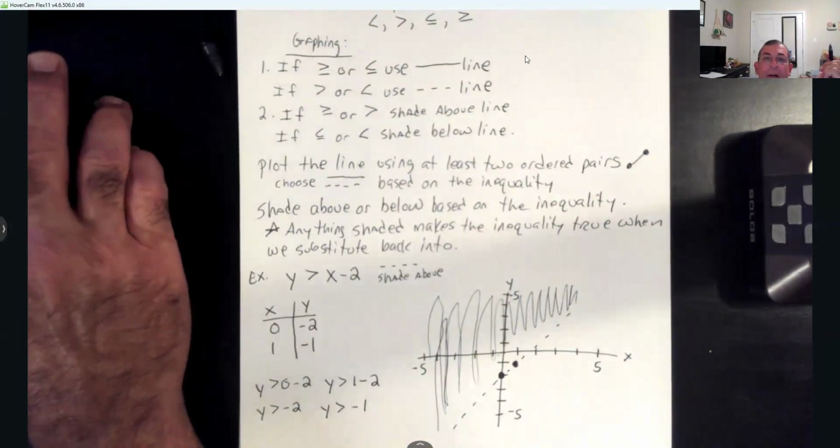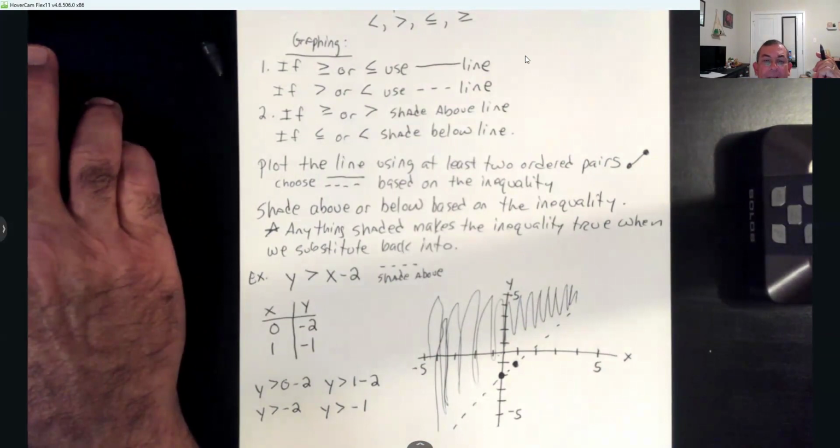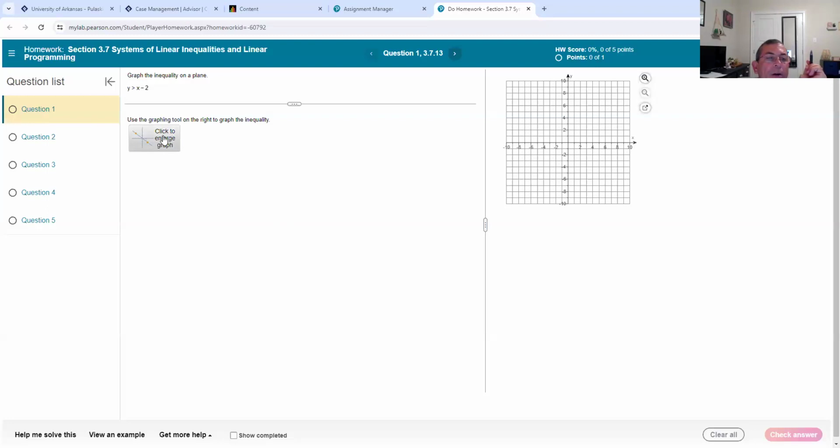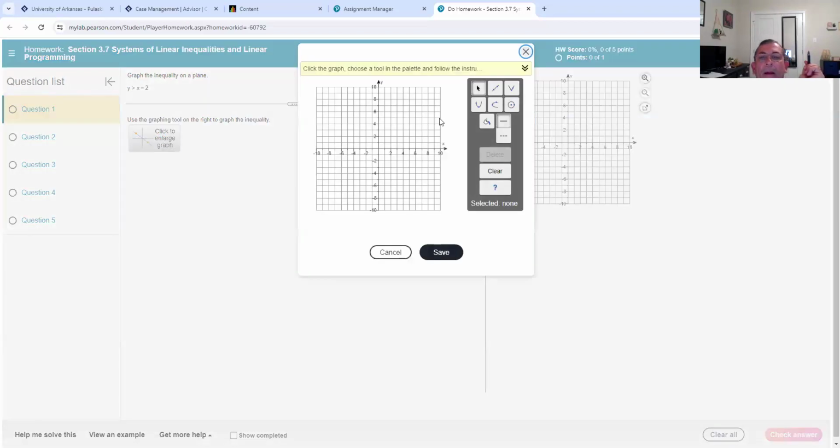So y'all, let me share my MathLab to show you how to actually graph it. So I'm going to click to enlarge my graph. I'm going to choose my line tool. Now remember, right under here by the paint can, you got a solid line and a dotted line. I needed the dotted line, so I'm going to highlight it. So my first point was 0, -2. So there's 0, go down 2. Click that. My second point was 1, -1. Click that. So notice I've got my dotted line.